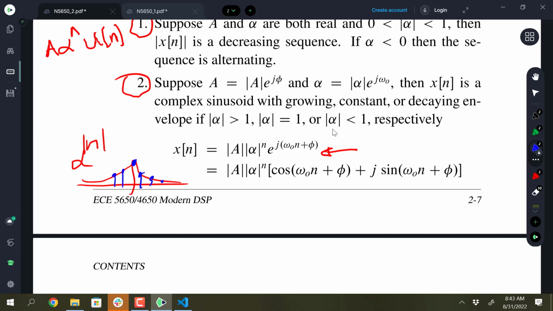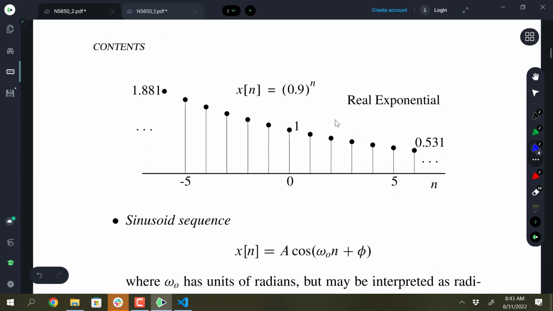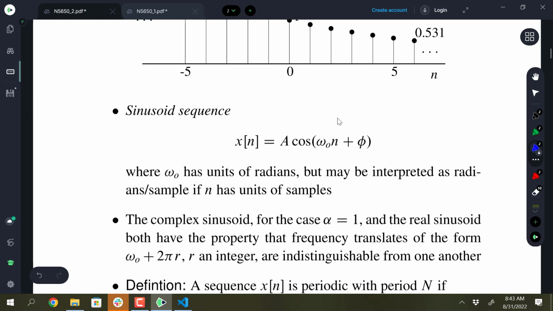We're going to bump into that pretty quickly. That's just a two-sided decaying exponential. But here's the real exponential without the u of n, so it's growing unbounded as you go to the left. It's decaying as you go to the right. And then the special case of the complex sinusoid, just viewing it now as the real part, it would be the familiar real cosine sequence, a cosine omega naught n plus phi.